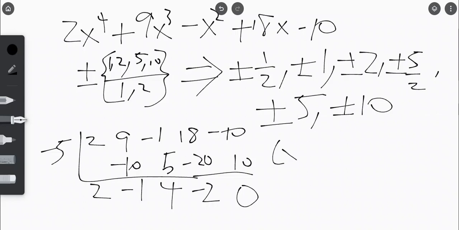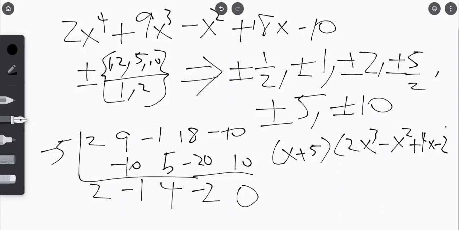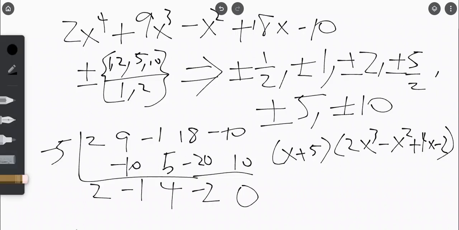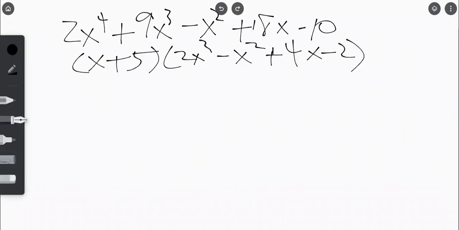So now we have x plus 5 times, and now we have x fourth divided by x, so we have 2x cubed minus x squared plus 4x minus 2. And let me erase this. And now, if you don't know how to factor this, you can use the rational root theorem again to get a quadratic that you might be able to factor.